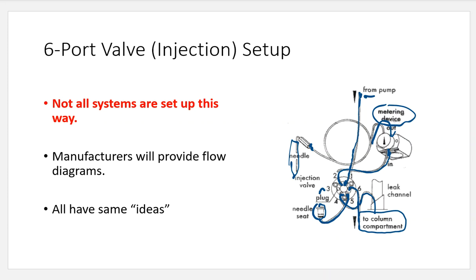Alright guys, in the last video we were talking about the 6-port injector port, and we were really focused on tubing lines only. So where's the tubing coming from, where is it going to, and there were 6 different ones that we had to kind of juggle up and figure out what goes where.